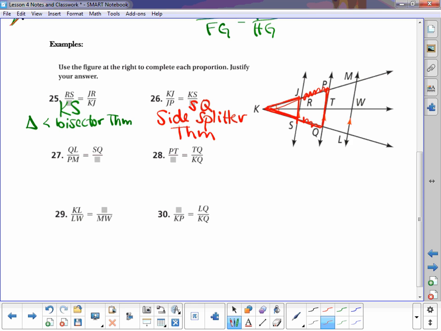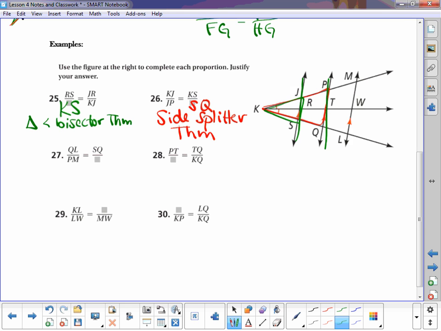So if we did not have these parallel lines, we could not set up a proportion with our pieces. What I would have to do is consider the big triangle to my small triangle and compare the entire side length to the entire side length. When I have those parallel lines, that's what allows me to compare piece to piece.